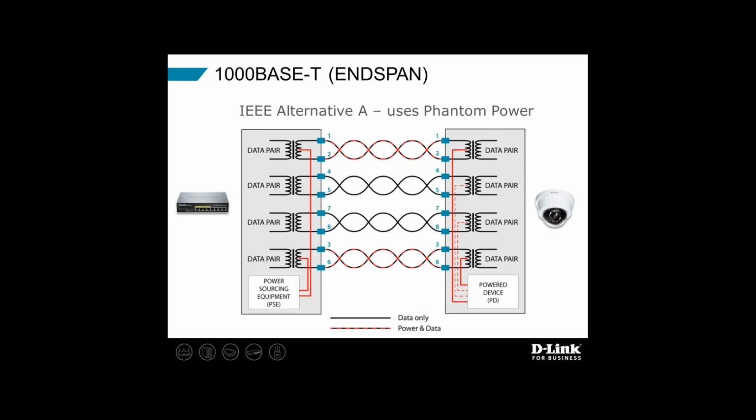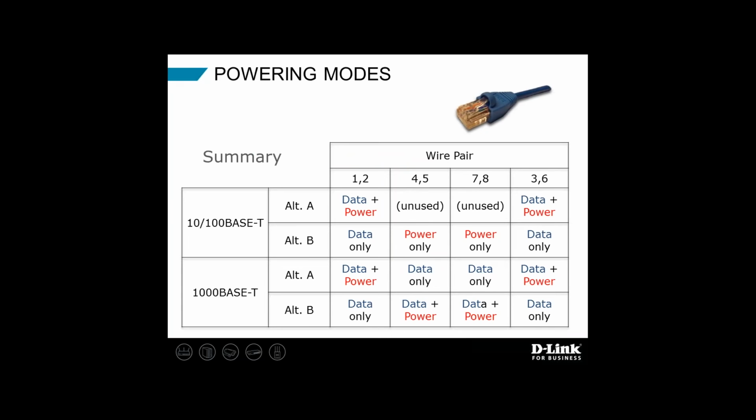So I know that's a little bit complicated. I added this summary table here just in case for future reference. It's something that you needed to know. This shows what we just reviewed on the previous slides, showing in a 10/100 network and in a gigabit network, for both alternative A and alternative B, what's on the different wire pairs. Data only, data and power, or power only.